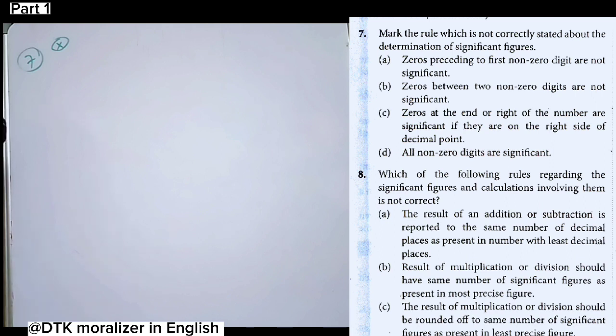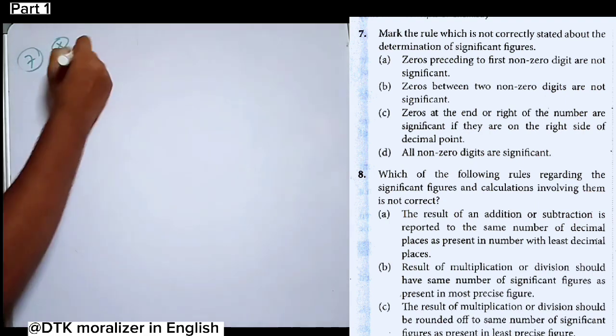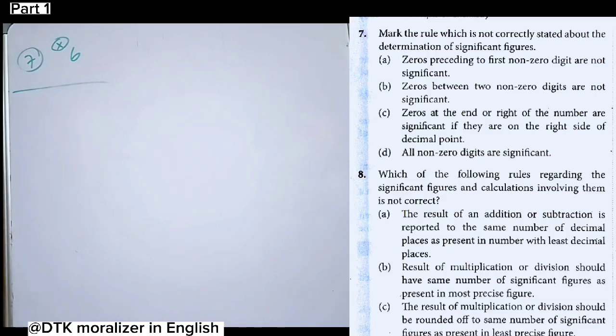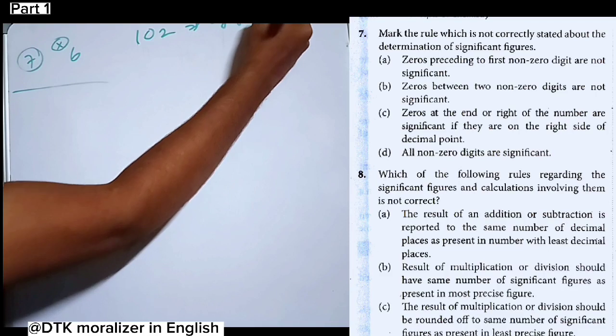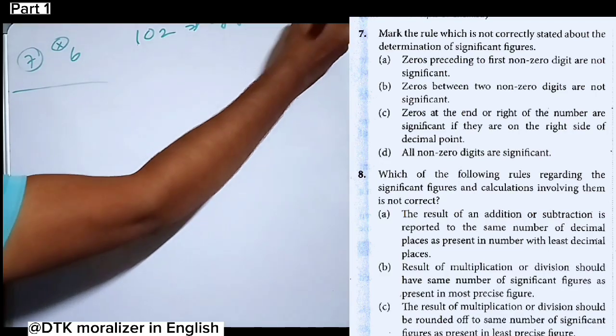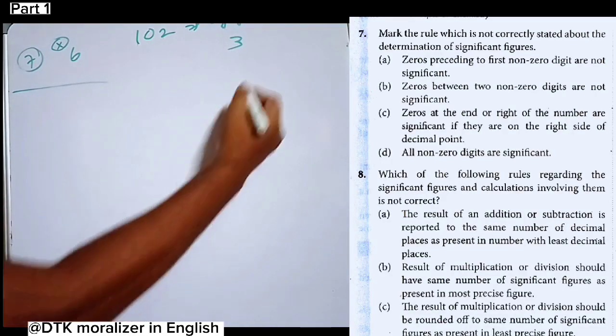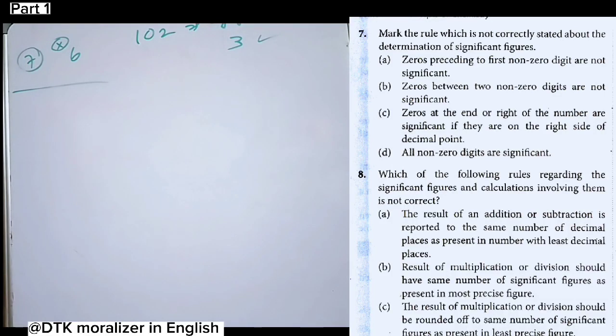So here option B would be wrong because zeros between non-zero digits are not significant, but practically they are significant. As you can see 101, here significant figures are 3. So option B would be right. Here as you can see 102, here the significant figures are 3.